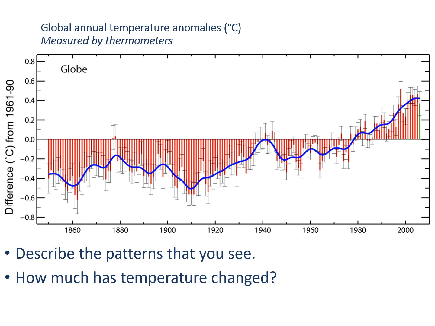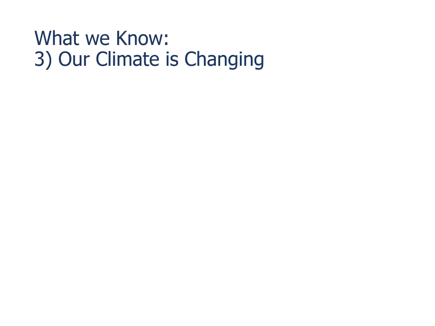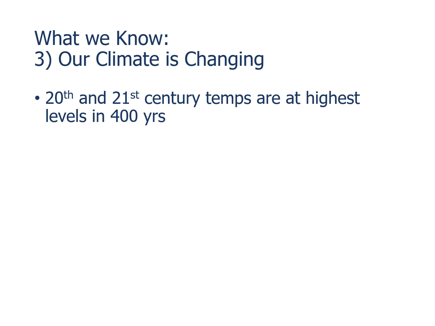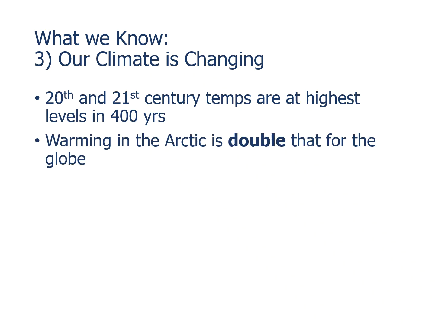Okay. And these are measured by thermometers. This is not, oh, we took a look at the oxygen 18 to oxygen 16 isotope ratio in gas bubbles that are trapped. This is actual people measuring with thermometers, looking at the global temperature increase during that time period. So we know that our climate is changing 1 degree Celsius during that time frame. The 20th and 21st century temperatures are at their highest level in 400 years. And the warming in the Arctic areas is double that of the globe as an average.